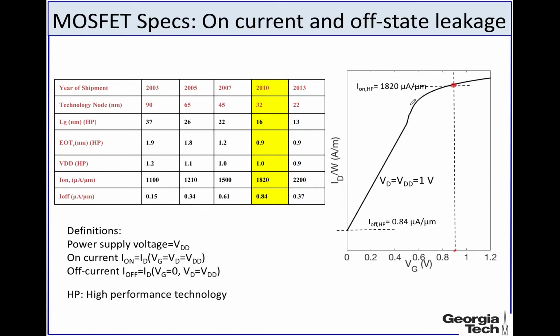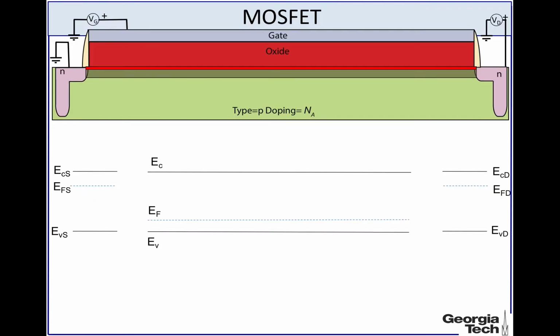Note that this ID-VG curve is for VD equals VDD equals 1 volt. So this value is the on current, and off current is the value of current for Vg equals 0 and Vd equals 1 volt. So this is the off current. Alright, so we'll see how this curve changes as we go to small scaled transistors in this lecture and also the later lecture.